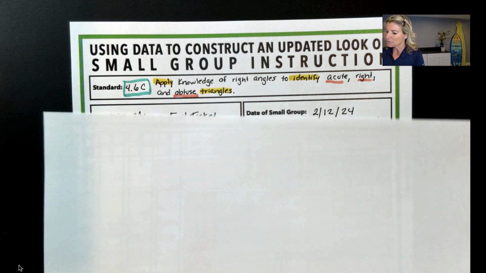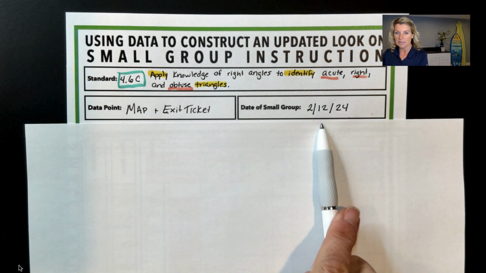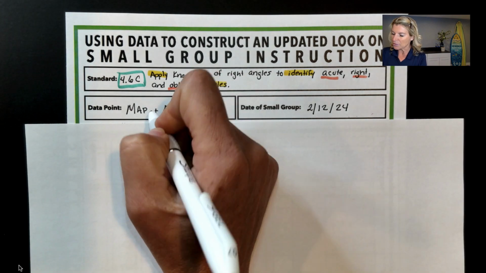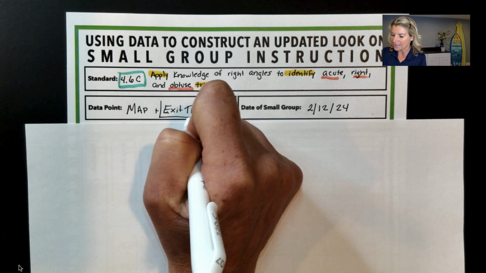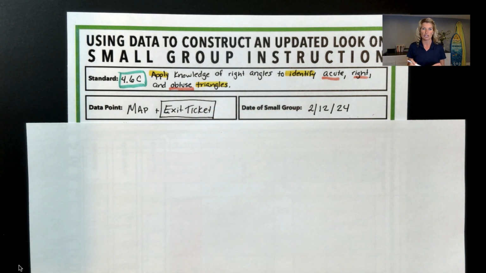Next, I talk about what data points. For this one, we are going to be setting up an exit ticket. I'm going to be doing this on the 12th of February, which means on the 11th, I am going to give an exit ticket. My exit ticket is really going to help me get that point.